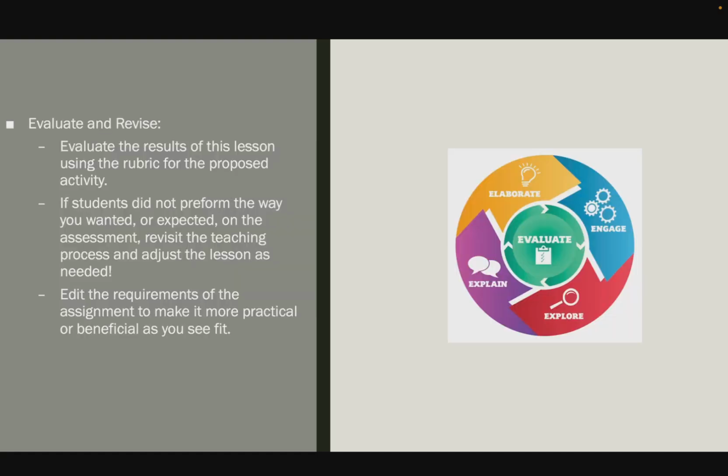And then the last part of the ASSURE model, evaluate and revise. Evaluate the results of this lesson using the rubric for the proposed activity. If students do not perform the way you wanted or expected on the assessment, revisit the teaching process and adjust the lesson as needed. Edit the requirements of the assignment to make it more practical or beneficial as you see fit. So if something didn't work for your class, maybe because of the students in there and their interests, change it for next time.